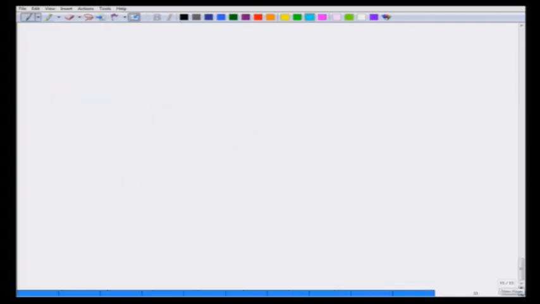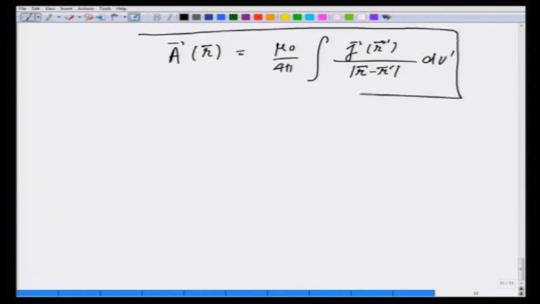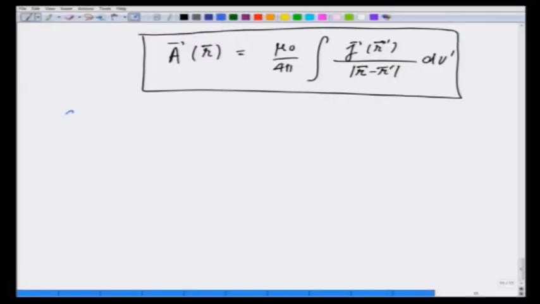To write it all together, what I have is then A vector at r is given as mu naught over 4 pi integral J vector at r prime over modulus of r minus r prime dv prime. That is the equation for vector potential. Very similar to the equation for electrostatic potential, except that now I have 3 components, because this is a vector potential. Once I know the current density, I can calculate from this the vector potential, and taking its curl, I can always get my magnetic field. Let us now solve a few examples.